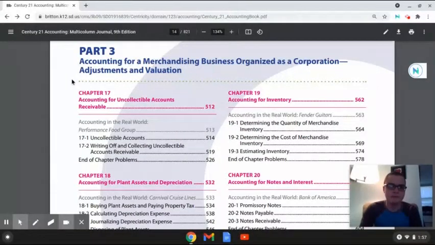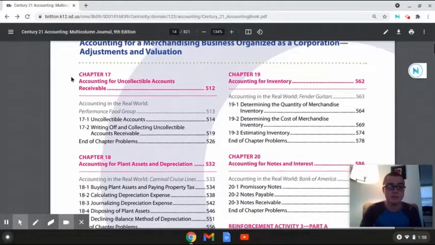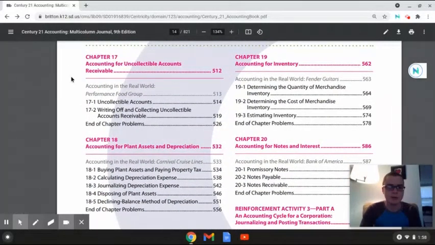Alright, so now we'll be moving on to Part 3, where we'll be learning about how to account for a merchandising business organized as a corporation, and we'll be doing work with adjustments and valuation. So in Chapter 17, we'll be learning about how to account for uncollectible accounts receivable. And within this chapter, we'll be learning about uncollectible accounts and how to write off and collect uncollectible accounts receivable.